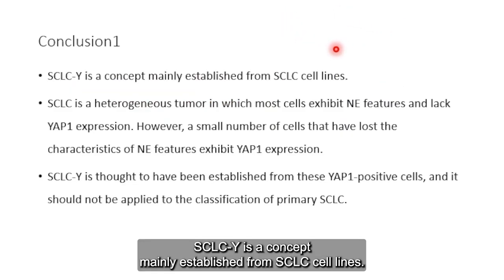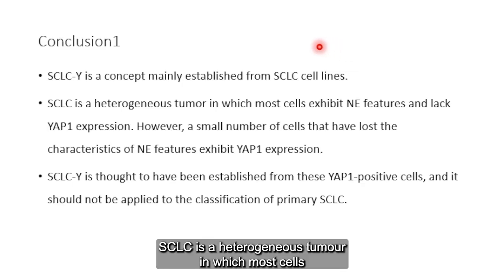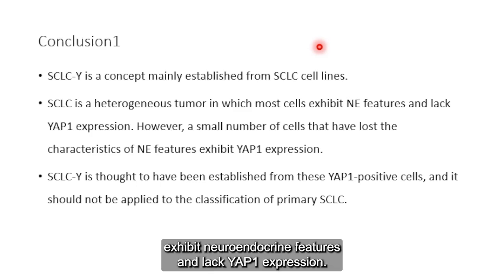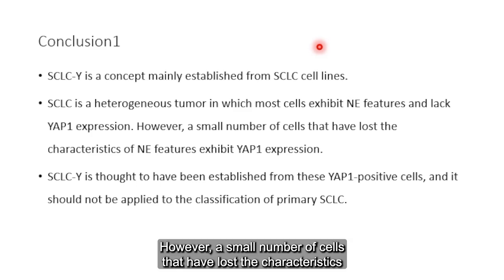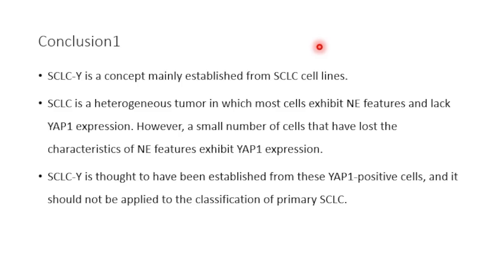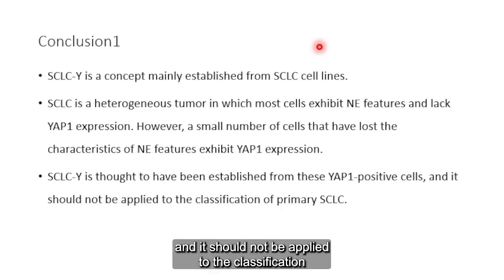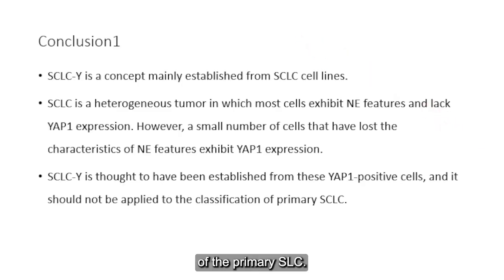Conclusion 1. SCLC-Y is a concept mainly established from SCLC cell lines. SCLC is a heterogeneous tumor in which most cells exhibit neuroendocrine features and lack YAP1 expression. However, a small number of cells that have lost the characteristics of neuroendocrine features exhibit YAP1 expression. SCLC-Y is thought to have been established from the YAP1-positive cells, and it should not be applied to the classification of primary SCLC.